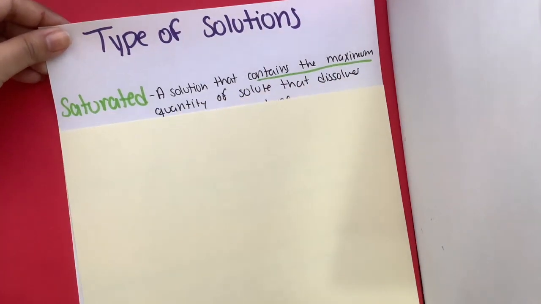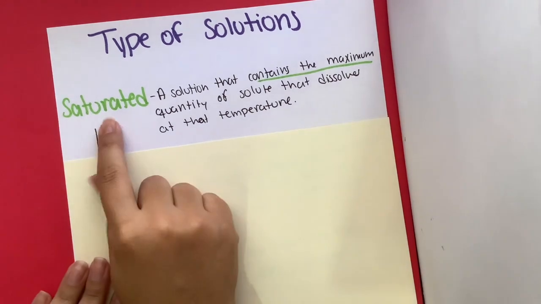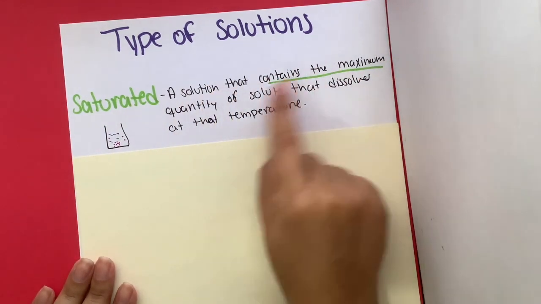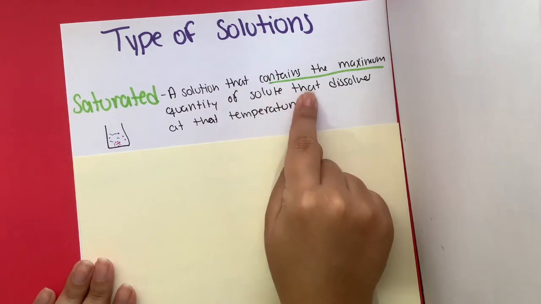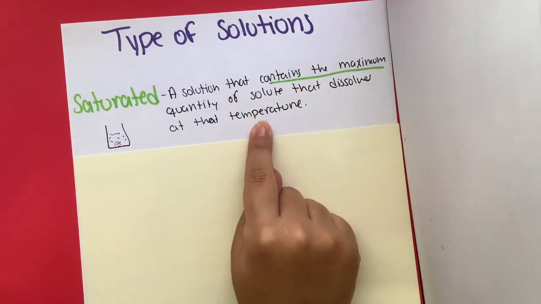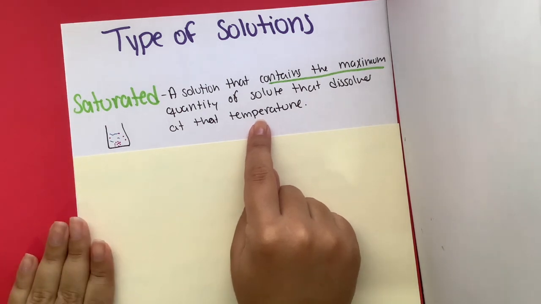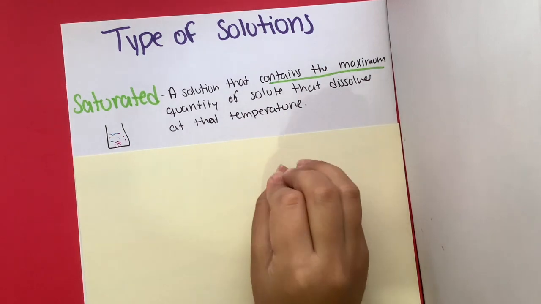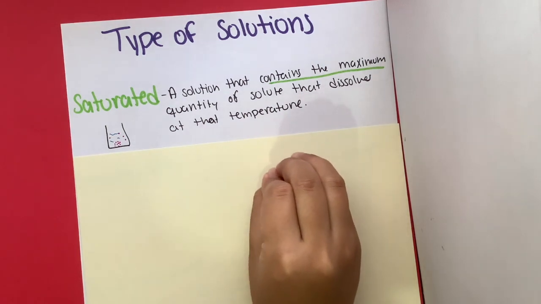Okay, so there's three different types of solution. The first solution that we're going to talk about is called a saturated solution. And this is a solution that contains the maximum quantity of solute that dissolves at that temperature. So a saturated solution, what that means is that it's going to be a solvent, like let's say water, that has dissolved the most amount of solute that it can.